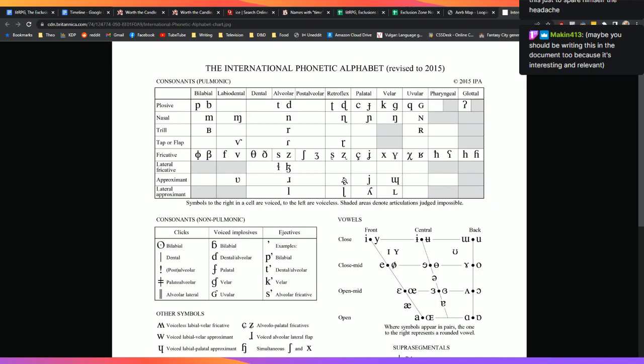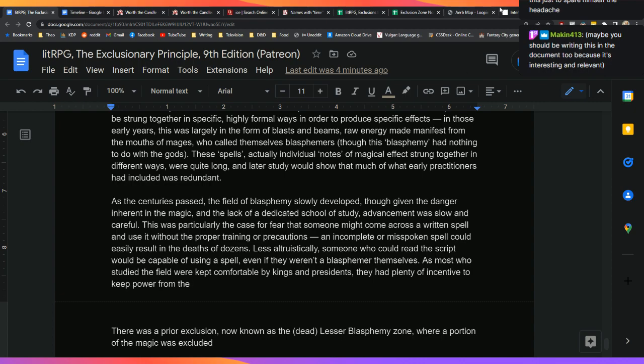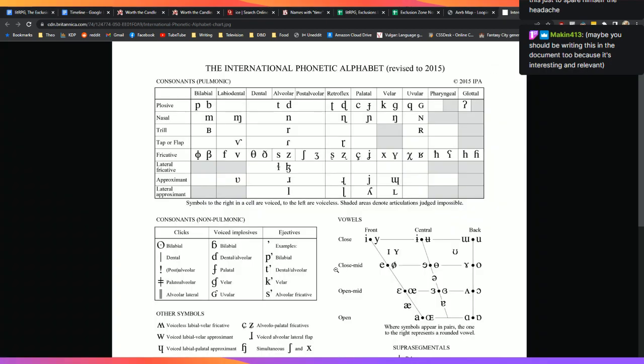Maybe I should be writing this in the document too. Yeah, but I don't want to say which ones it is. Okay, you know, I'll think about that. But I'm open to that if it is interesting.